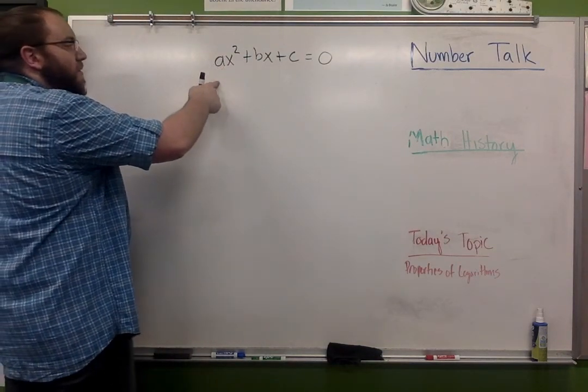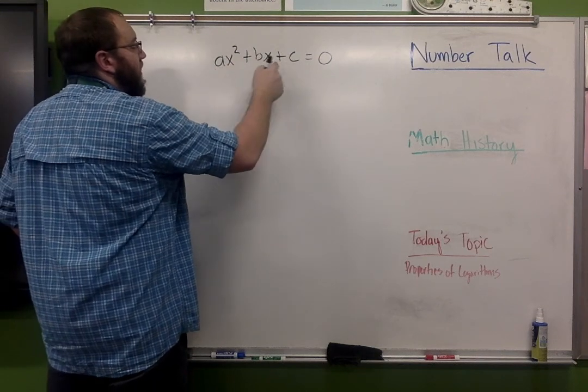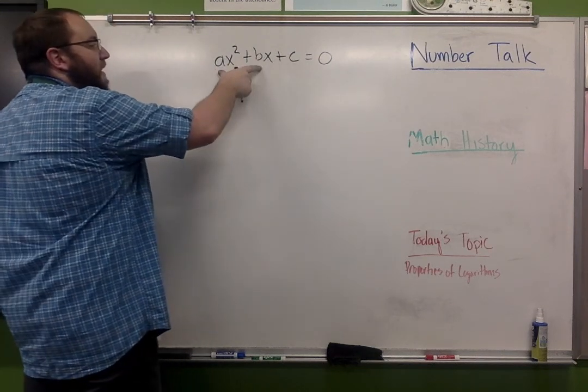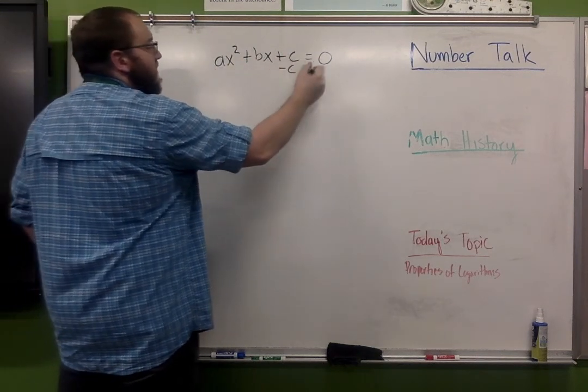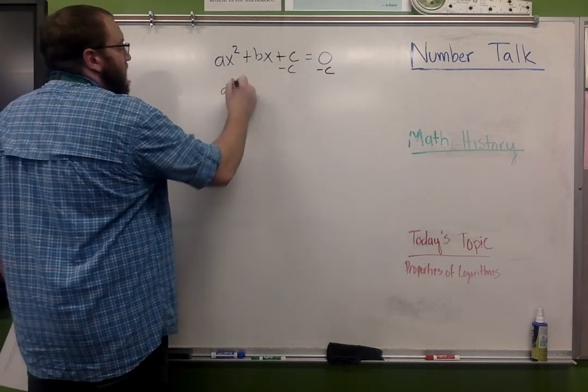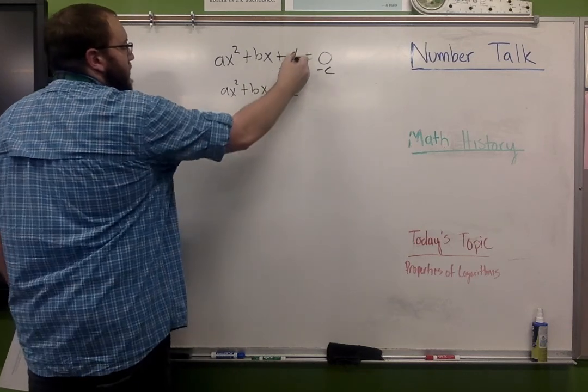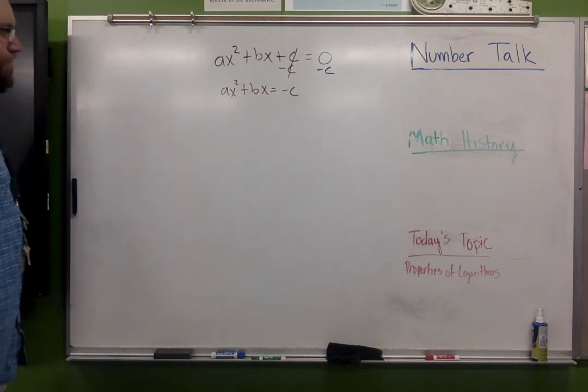In order to complete the square, we need first, we're going to get everything on one side except for the constant. We're going to get the constant over on the other side. So we're going to subtract c from both sides. So ax squared plus bx equals negative c. Right? So we subtracted c from both sides.